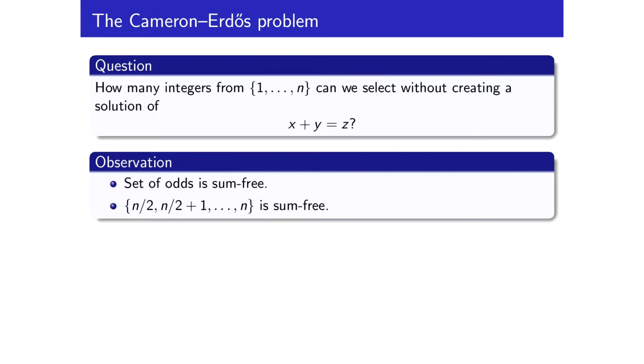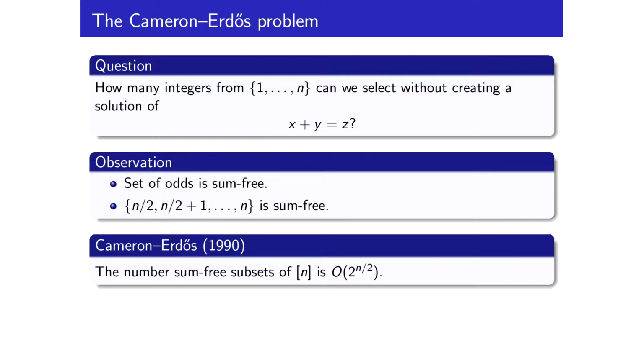The other bound is if you take the n/2 largest integers, then this set is again sum-free, because if you sum up the smallest ones, then it's larger than the largest integer, right? So the question of Cameron-Erdős was how many subsets of the integers exist which are sum-free, and they conjectured that it should be big O of 2 to the n/2, and this construction shows that up to the constant factor this conjecture is best possible.